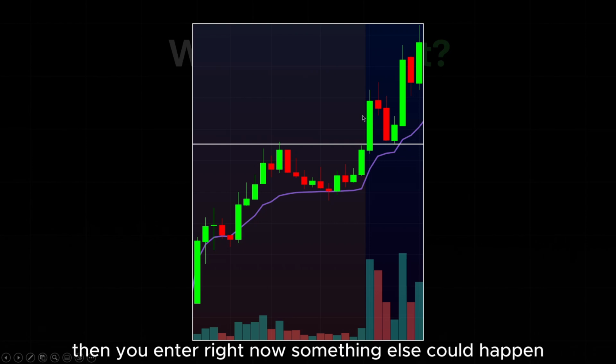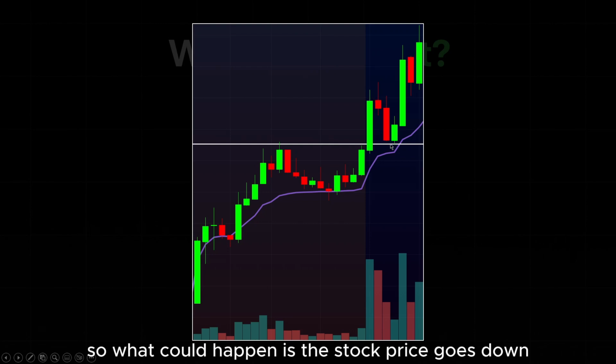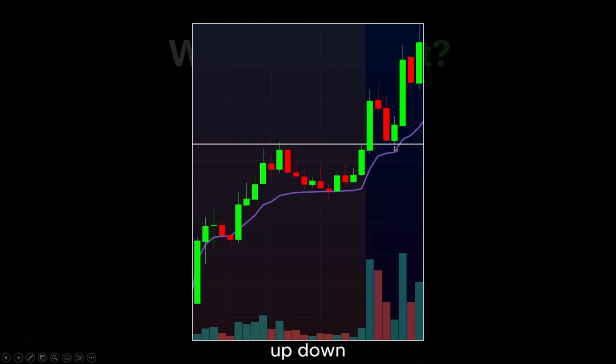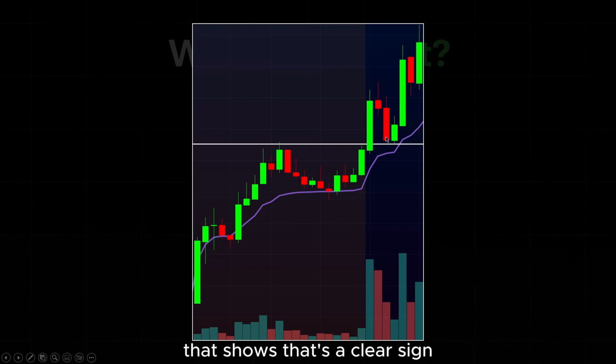Right? Now something else could happen. It could not respect the support level. It doesn't want to respect it. So what could happen is the stock price goes down, hovers around, goes up, down, and then it goes down. If it goes down and continues going down, this means that this is not a support level and the stock is bearish. So you just want to forget about it. But if this happens where it literally touches it and then continues going back up, that's a clear sign that this level over here is support and it's a good time to enter.